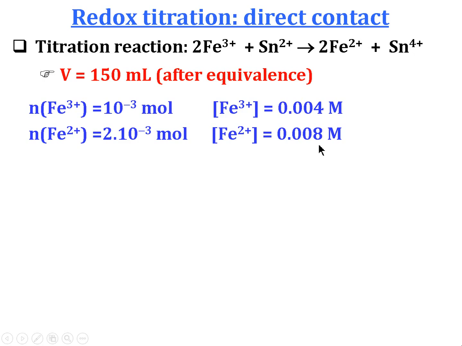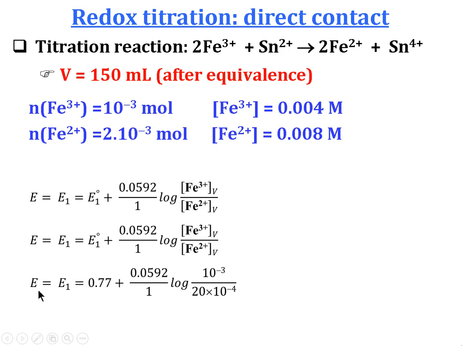equals 0.008 molar. So we can apply the Nernst equation on the couple Fe3+/Fe2+, E equals E0 plus 0.0592 divided by 1 log [Fe3+] divided by [Fe2+], and therefore E is equal to 0.76 volt.